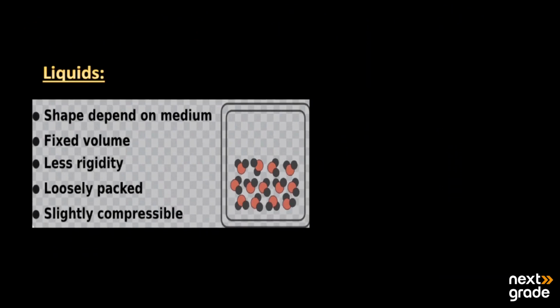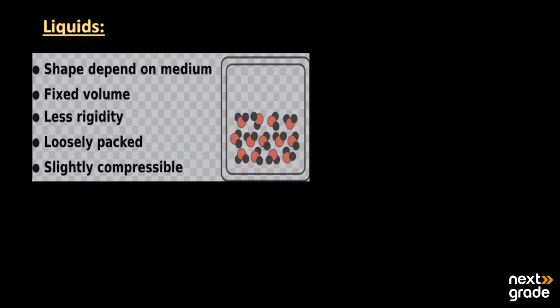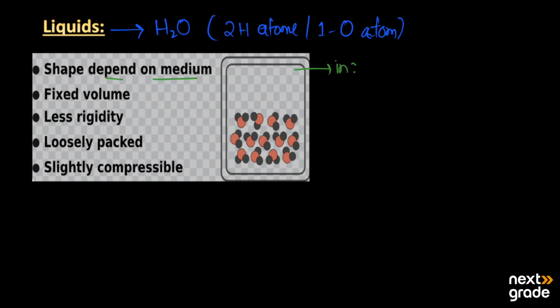The first one is the liquid. So what are the properties of a liquid? An example of a liquid is water. It is in the liquid state and is mainly composed of two hydrogen atoms and one oxygen atom. Now, what are its properties? The shape depends upon the medium. It means they have indefinite shape.